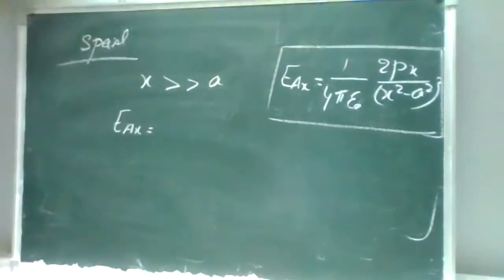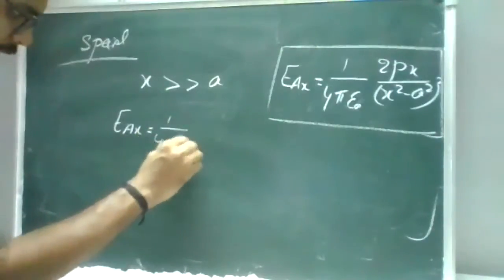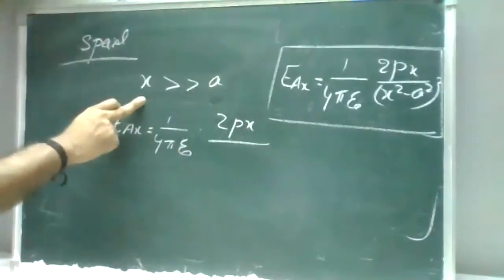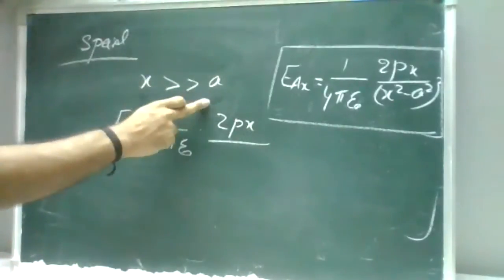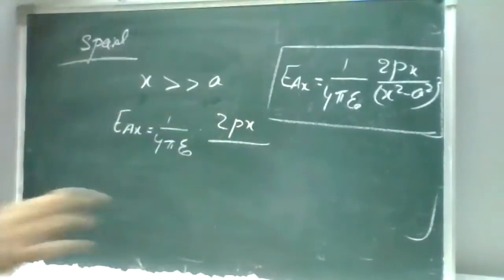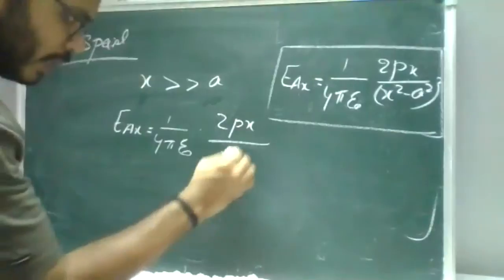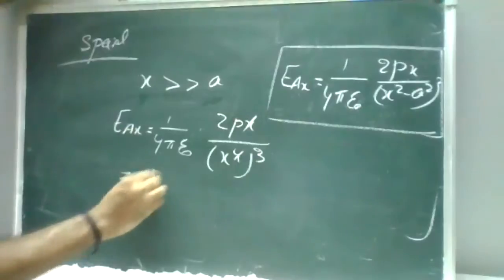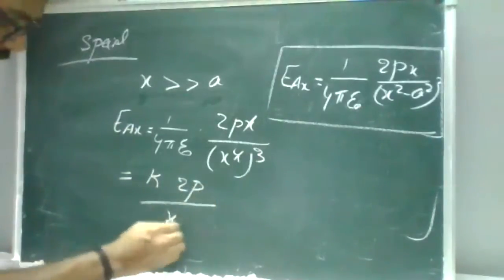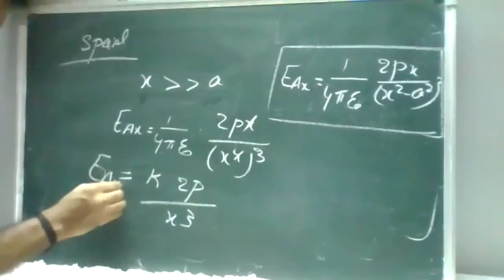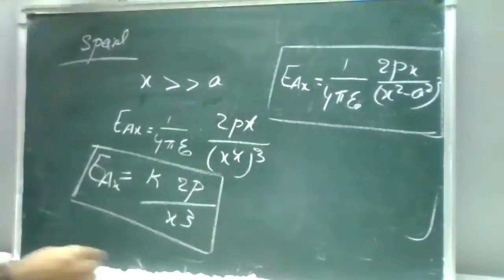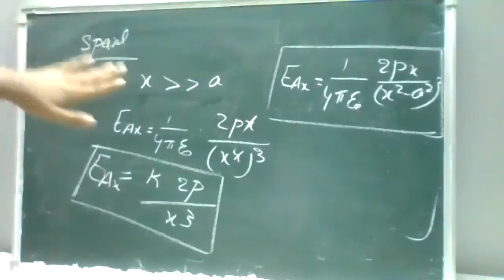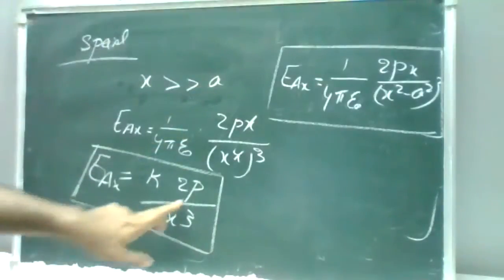So E axial is equal to 1 by 4 pi epsilon naught, 2px. Now x, I compare. So x is greater compared to a. When we say much greater, in this relation's denominator I neglect a because x is much greater. So this becomes x power 4. One x will get cancelled. Here x cube comes. So it is k 2p by x cube, which is your E axial. So for the special case in the relation, remember it well, memorize it well. When x is much greater than a, k 2p by x cube comes.